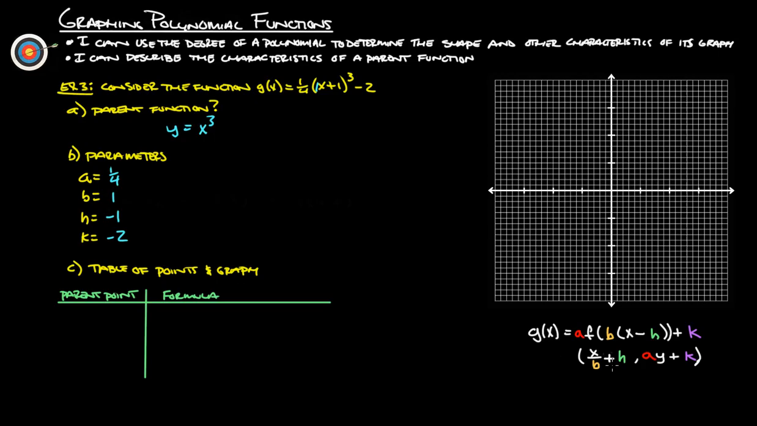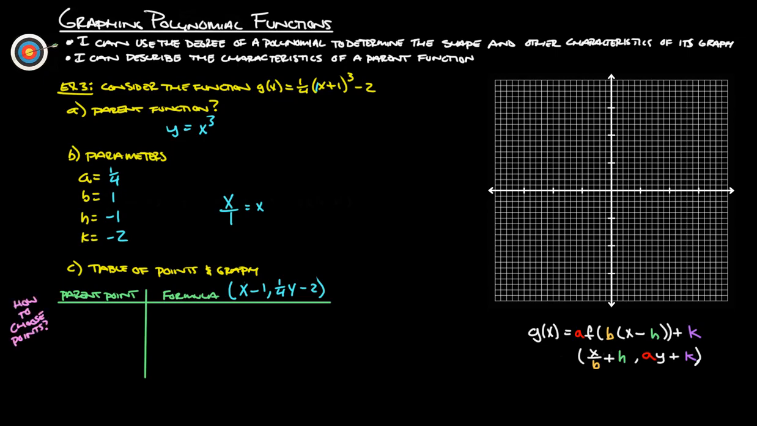Okay? So using this formula here, our new point is going to be x over b. So that's just x over, officially that's x over 1, which is just x, right? So we'll just do x. And then we're going to add the h, which is -1. So we'll do x minus 1. And then for the y, we're going to take the a, which is 1/4. So we're going to take 1/4 of the y. And then we're going to add the k, which is -2.